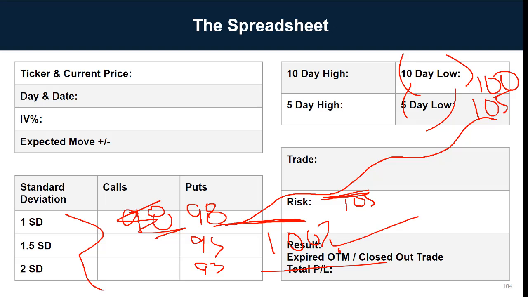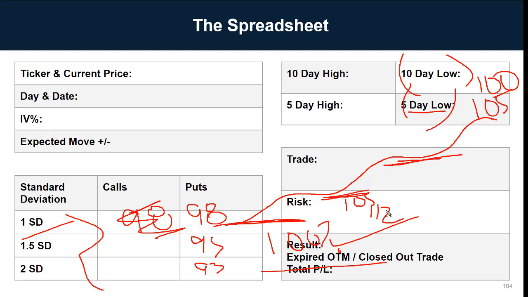So when you're selling premium down here, you're selling it outside of the 10-day low and outside of the 1 standard deviation move. If you want to do it a little bit tighter, you can sell it outside of the 5-day low and outside of the half standard deviation. But those are going to have to be taken off even closer.